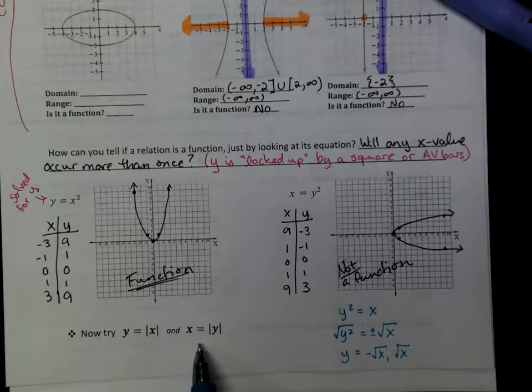And the same thing, remember how we do it when we solve an absolute value equation? We drop the bars, and y will equal negative x, and y will equal positive x. X to the left, x to the right. Same effect.